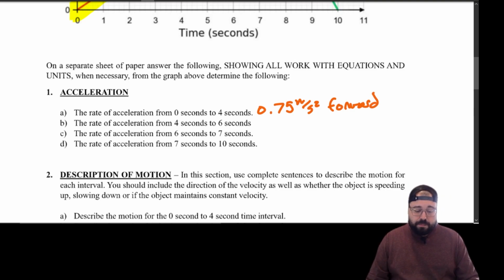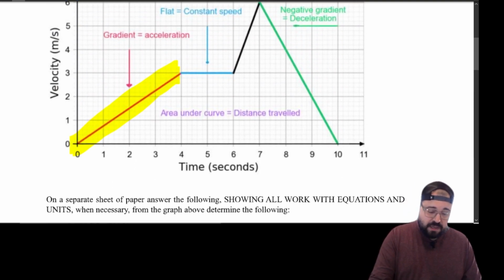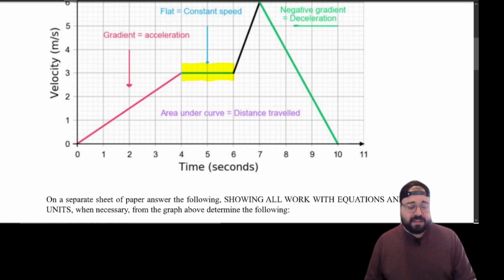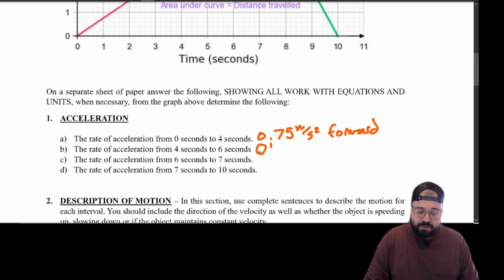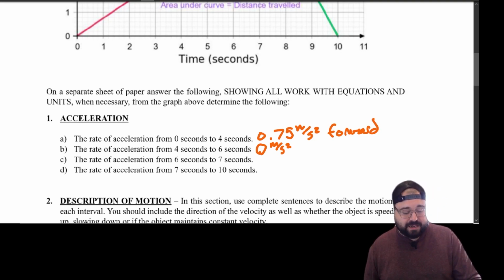Then part B, what is the acceleration of the object from 4 to 6 seconds? So this time we are looking at this section of the graph. Hey guys, what's the slope of a flat line? If you said 0, you'd be right. So it's 0 meters per second squared is the acceleration from 4 to 6 seconds.